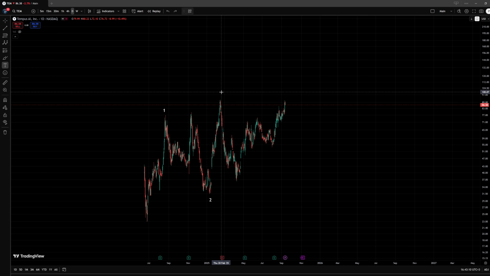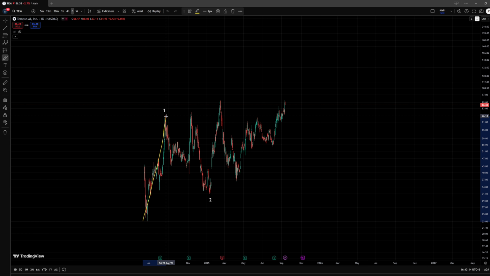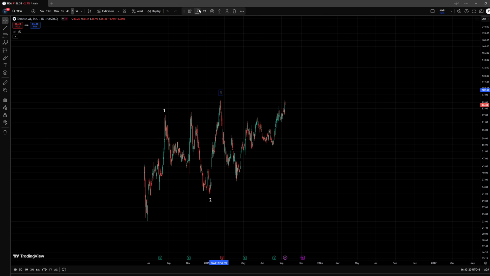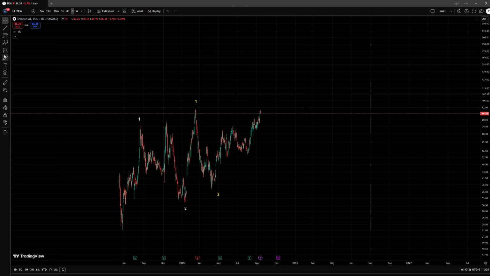Then there is the interpretation that instead of having the wave 1 top here, this was the A wave, this was a wave B, and then a C wave up, and instead here we would have the wave 1 up, and we will use the yellow interpretation for that scenario. Now, in both of these, we are still looking for continuation to the upside.